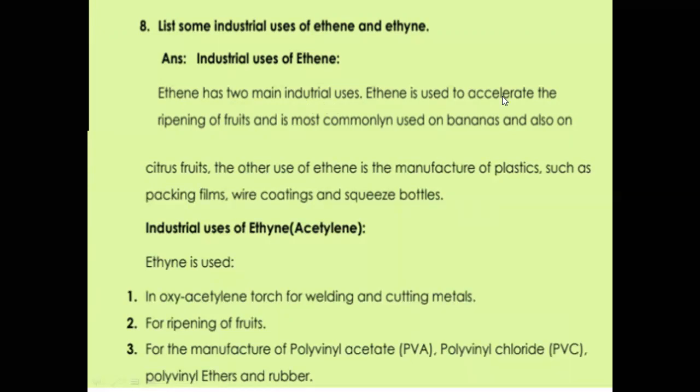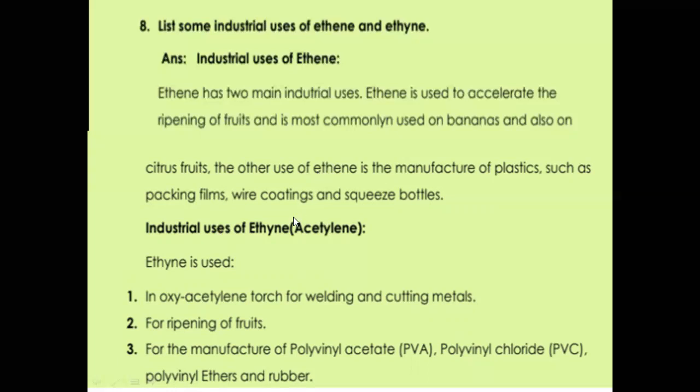Ethene is used to accelerate the ripening of fruits, artificial ripening of fruits, and is most commonly used on bananas and also on citrus fruits. The other use of ethene is the manufacture of plastics such as packing films, wire coatings, and squeeze bottles. All are made up of ethene or alkenes.